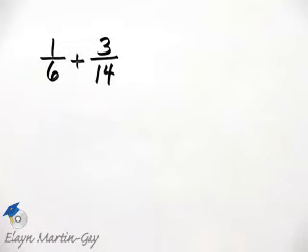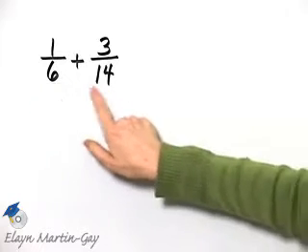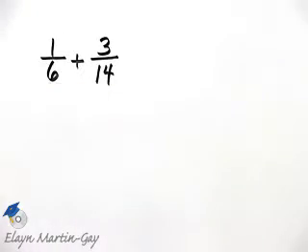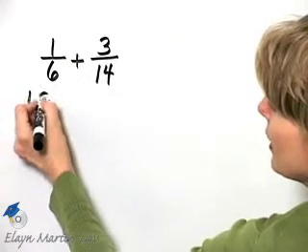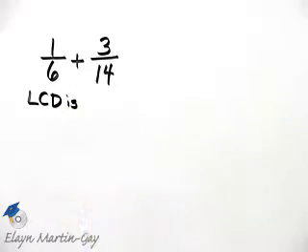Let's perform the indicated operation. It is addition, and we are adding fractions. So in order to add them, we must have the same denominator. We will use the least common denominator as our common denominator. What is the least common denominator for denominators of 6 and 14?